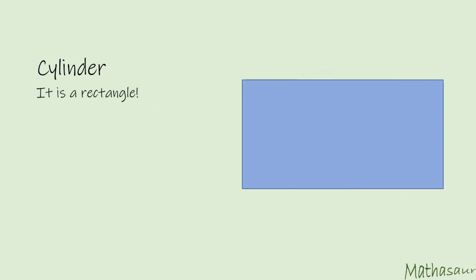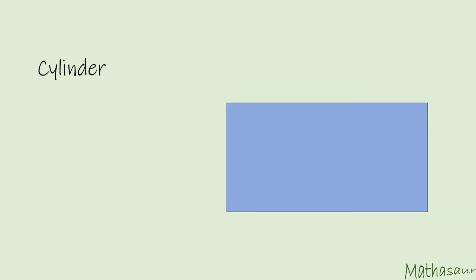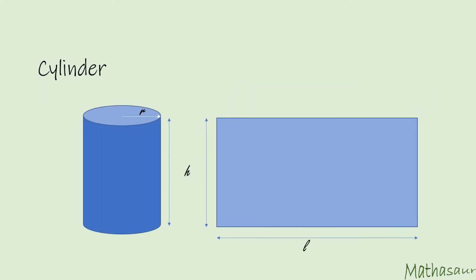It is a rectangle. When we open a hollow cylinder, the base opens into the length of a rectangle. So, the length of this rectangle is represented by the perimeter of the circle that forms the base of the cylinder. So, the length is 2 pi r.